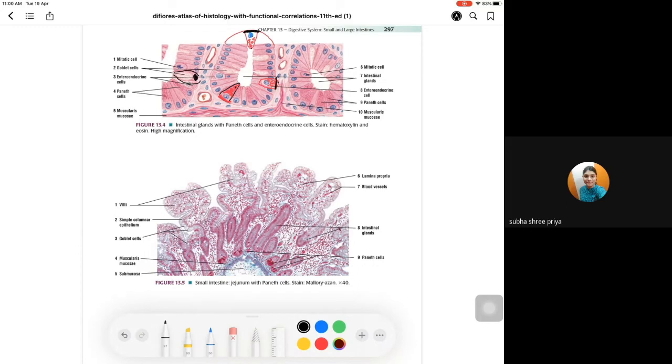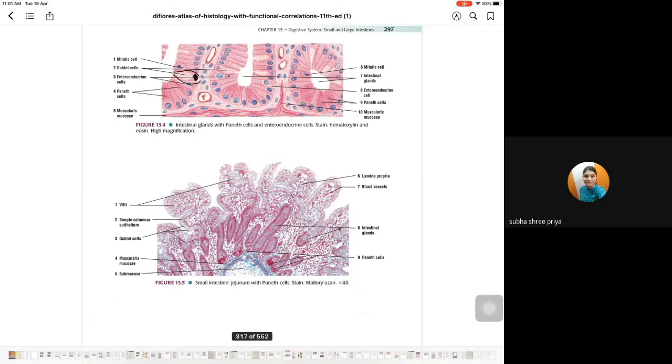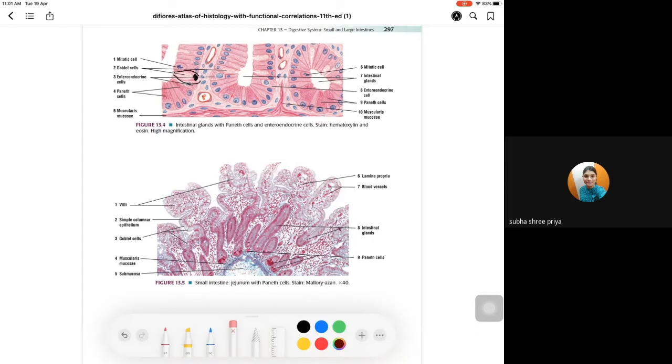For example, I will draw a cell here also. I will draw the granules here. Okay, so this is infranuclear. And this is supranuclear. Immunohistochemistry will help you because these endocrine cells will be positive for neuroendocrine markers.